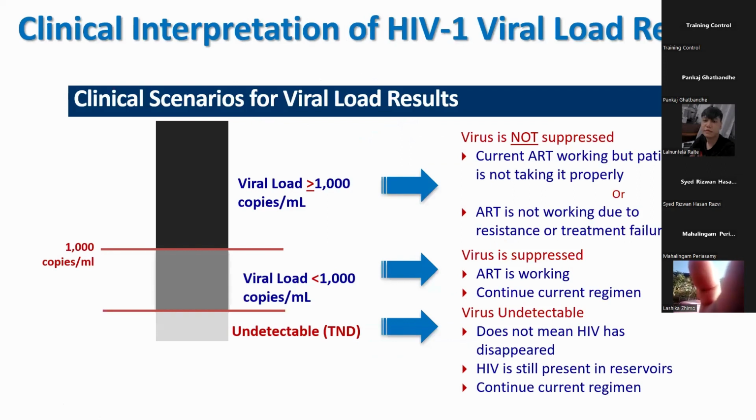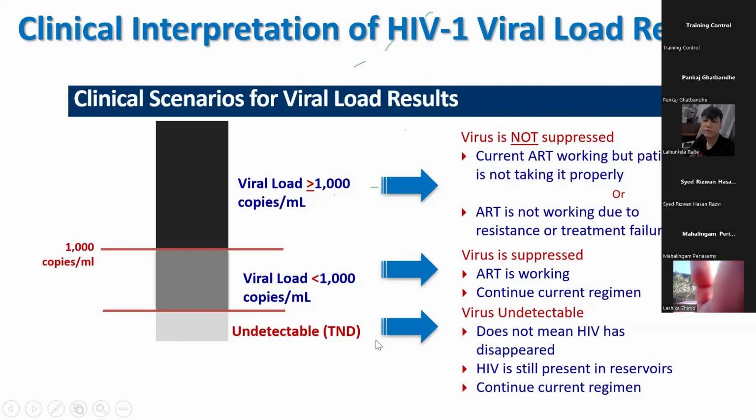So this is the clinical interpretation. If the viral load is more than 1000, it means the current ART is not working, or the patient is not taking the medicines properly, or the client might have some resistance. If the viral copies are less than 1000 copies per ml, it means the ART is working and they can continue the current regimen. No need to change or switch over.